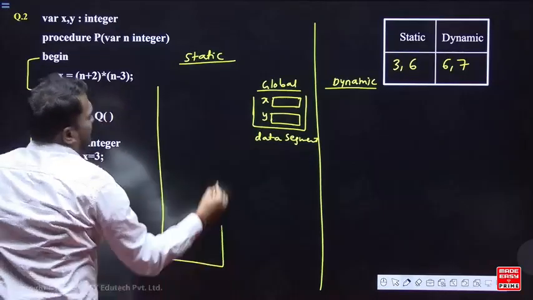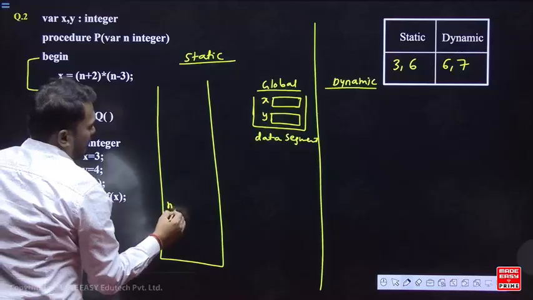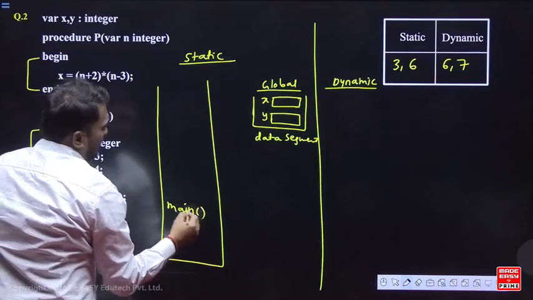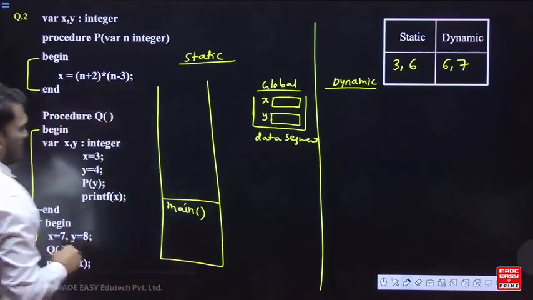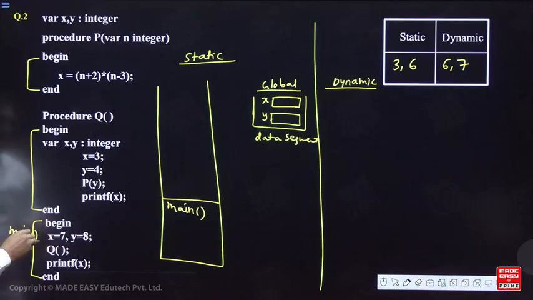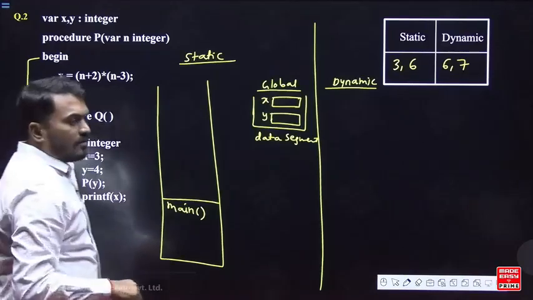And next I am executing the program here. First, the main function will be pushed into the stack. In the main function, if you observe, you have x equal to 7, y equal to 8. Look at here, in the main function, x equal to 7, y equal to 8.